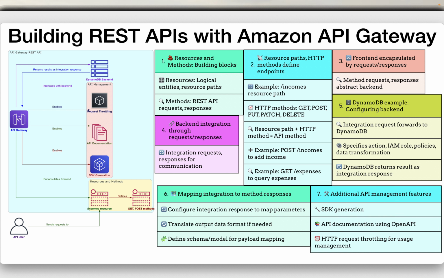API Gateway provides additional REST API management functionalities such as generating SDKs, which are software development kits. So SDKs, you can use it for your programming language of choice, let's say Java, Node.js, Python, and creating API documentation using OpenAPI extensions, and throttling HTTP requests to manage API usage. So we throttle just to avoid any kind of distributed denial of service DDoS attack. So you can throttle it. So somebody is trying to overwhelm your system, so you can throttle those HTTP requests also.